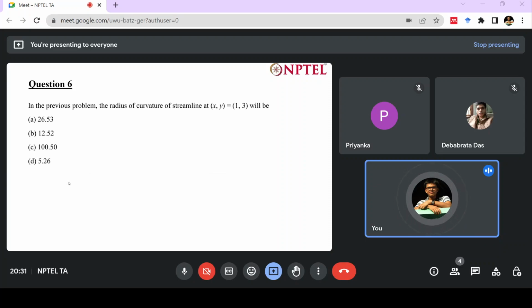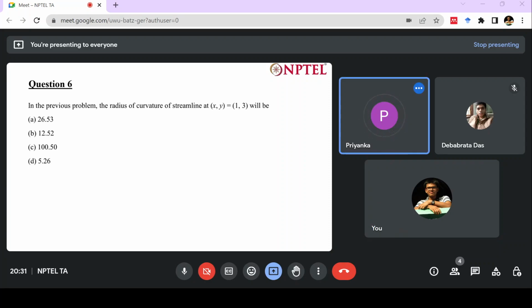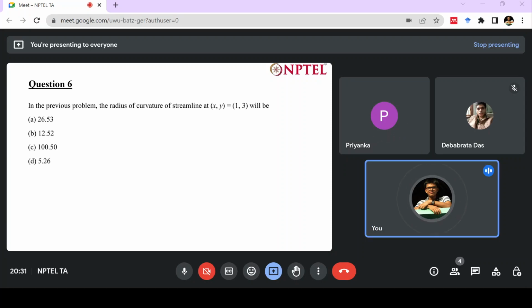The next question refers to my previous problem itself. It is asking what is the radius of curvature. So can you find the radius of curvature? Using acceleration, can we do it? Is it the right way? In acceleration you can do. What is basically the concept that you will be using if you are using acceleration?